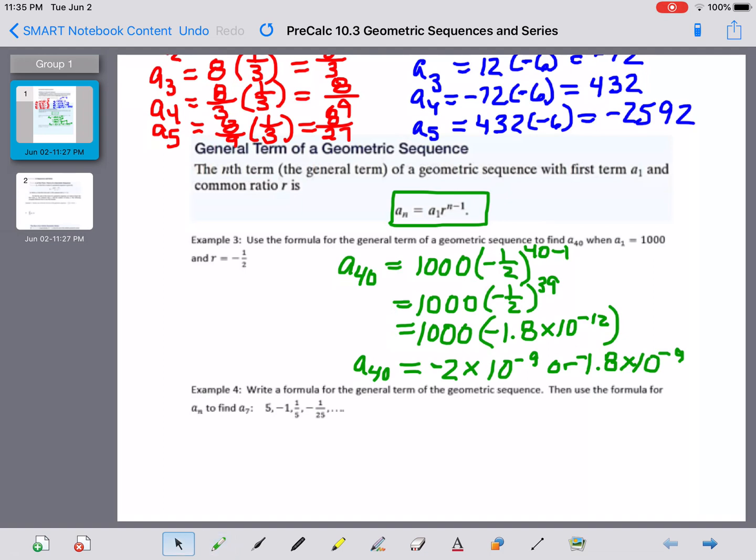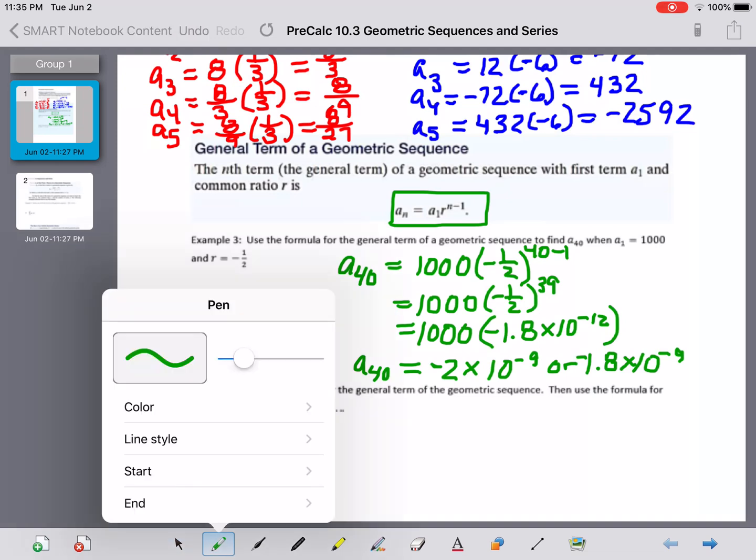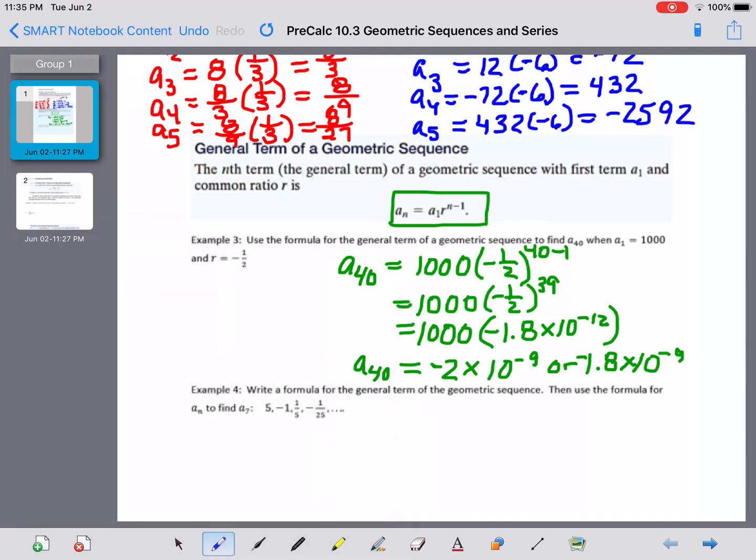All right, example 4 here. We are writing a formula now. We're going to use this to write the general term of the sequence, then use it to find a sub 7. Okay, so first we're going to just write this generically. So we're going to start out with a sub n equals a sub 1 times r to the n minus 1. So if I don't know what I'm finding, I leave this a sub n.